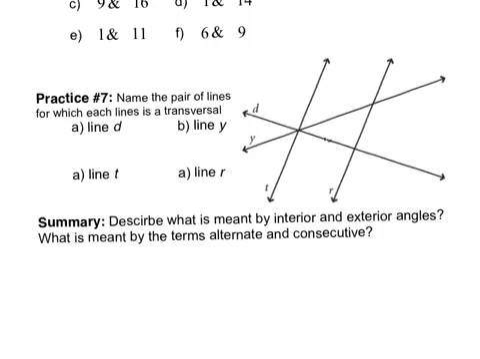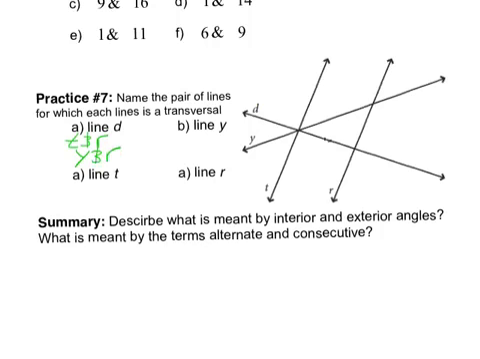So name the pair of lines for which each line is a transversal. Well, in order for it to be a transversal, remember it needs to intersect two lines at two different points. So we could say that line D here is a transversal for lines T and R. Can you see what other pair of lines it is a transversal for? Well, here's T, here's R, intersecting at two different points. But we also have Y and R, and that's intersected at two different points. So D is a transversal for Y and for R. So we can add that. It's also for Y and R.